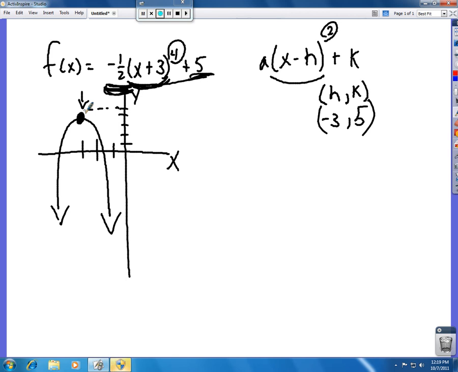So if they were just asking you to do your endpoints, the endpoints of your graph, you could draw something just like this here, because it's a parabola, because it's an even power, and it's opening down because of your negative 1/2, and you can also tell about where your vertex is just by evaluating it.